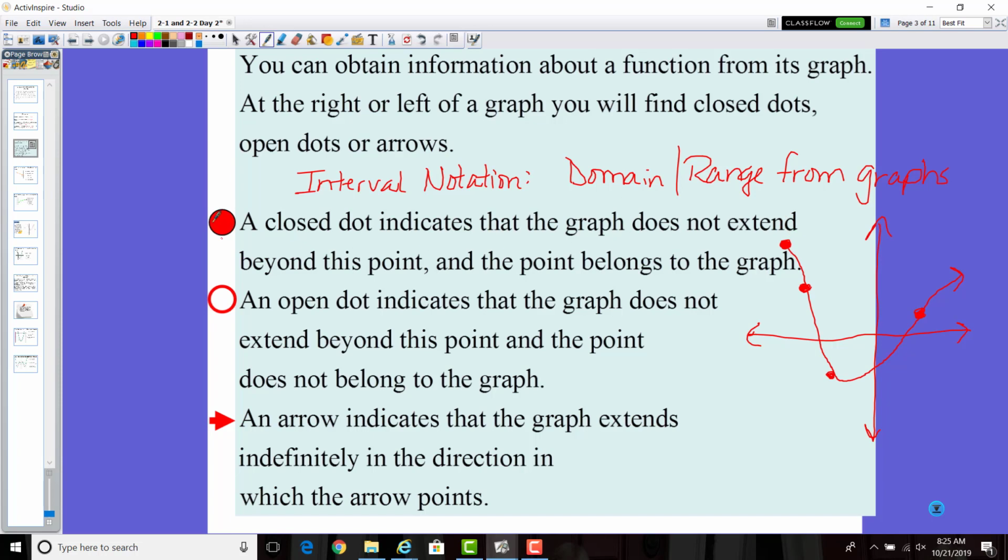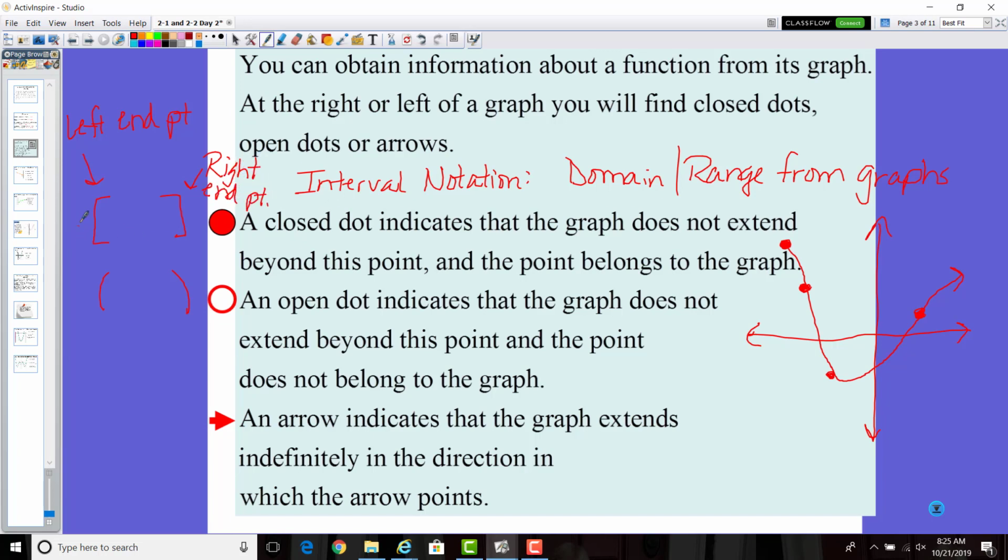Anytime we're dealing with closed circles, we will use brackets. This is showing that an interval is closed. An open circle, we know, means that the x and the y value that make up that point do not go into my domain and range. So anytime our endpoint is an open circle, we will use a parenthesis. Now this will always show the left endpoint, and this one will always be the right endpoint.